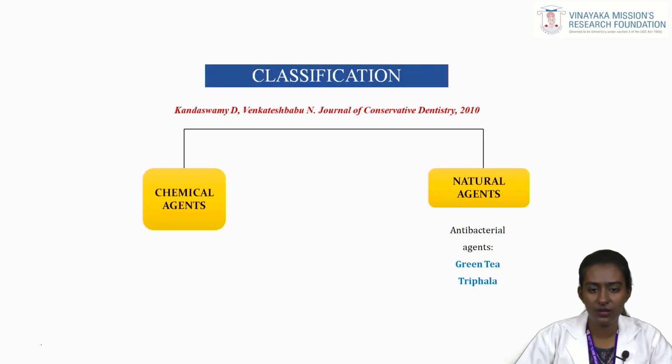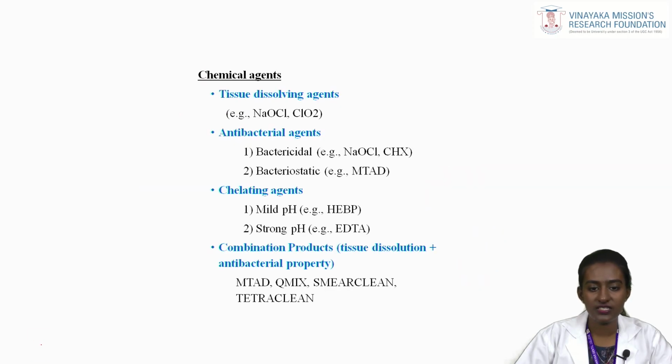According to Kanjasamy D et al., the irrigants were classified into chemical agents and natural agents. Natural agents are basically green tea and Triphala. The chemical agents are further classified into tissue dissolving agents, which is sodium hypochlorite; antibacterial agents, which can be further classified into bactericidal and bacteriostatic; the chelating agents, which are mild chelators and strong chelators; and combination products, which have both tissue dissolution as well as antibacterial properties.